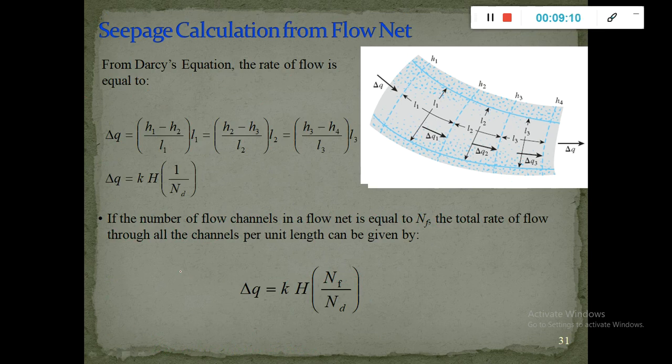Then this expression is important. Delta Q is equal to K times h times NF by ND, where NF is the number of flow channels and ND is the number of equipotential drops.